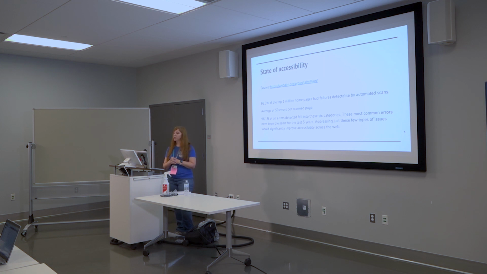So, how accessible is the internet? There is a group called WebAIM. As we previously mentioned, they make the Wave tool. And they tested the top 1 million homepages on the internet. And over 96% of them had a failure detectable by automated scans. So in that 30% of the criteria that we can test, they had a failure. Most of them failed 50 times on a page. And that's not 50 types of things. That's just 50 individual instances.